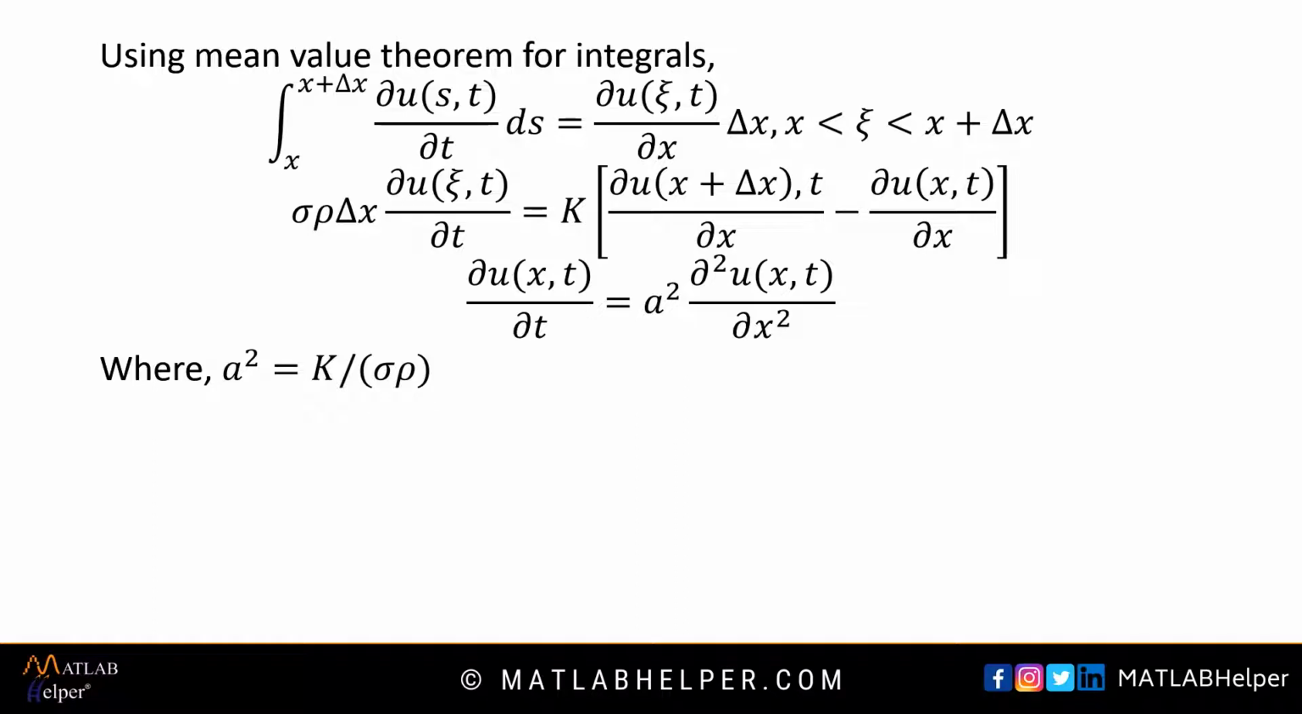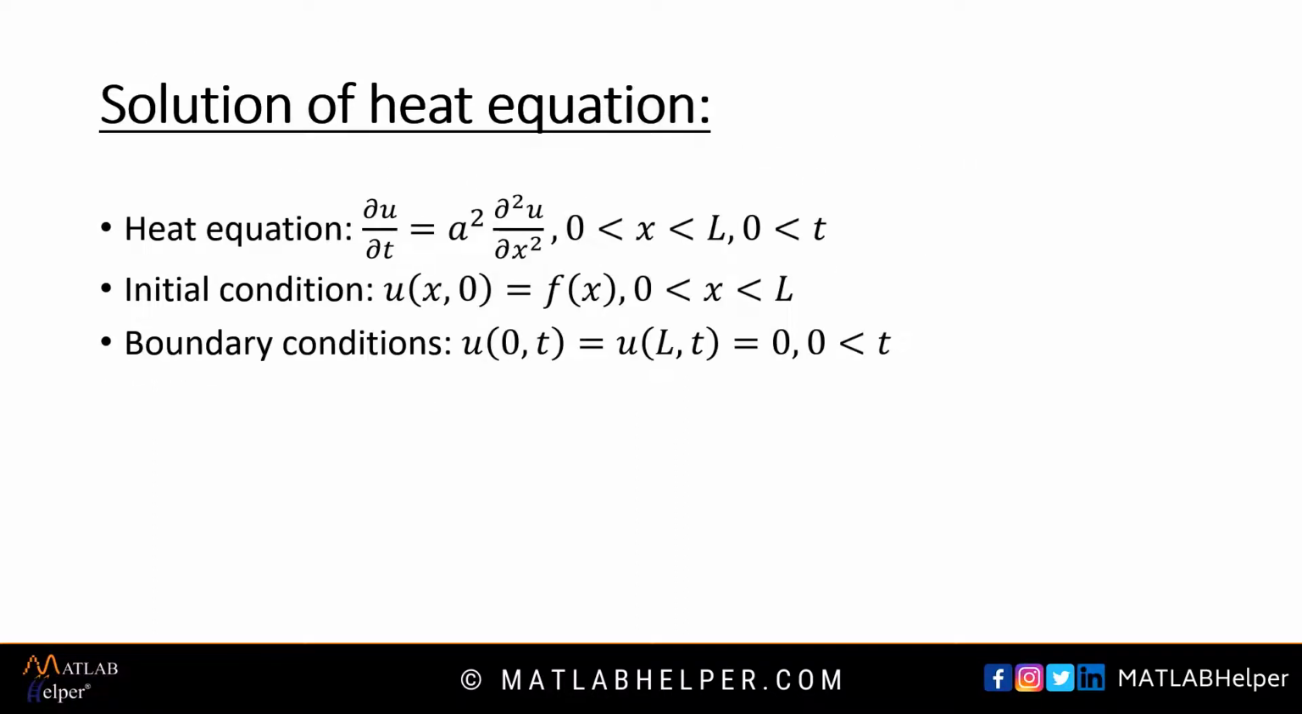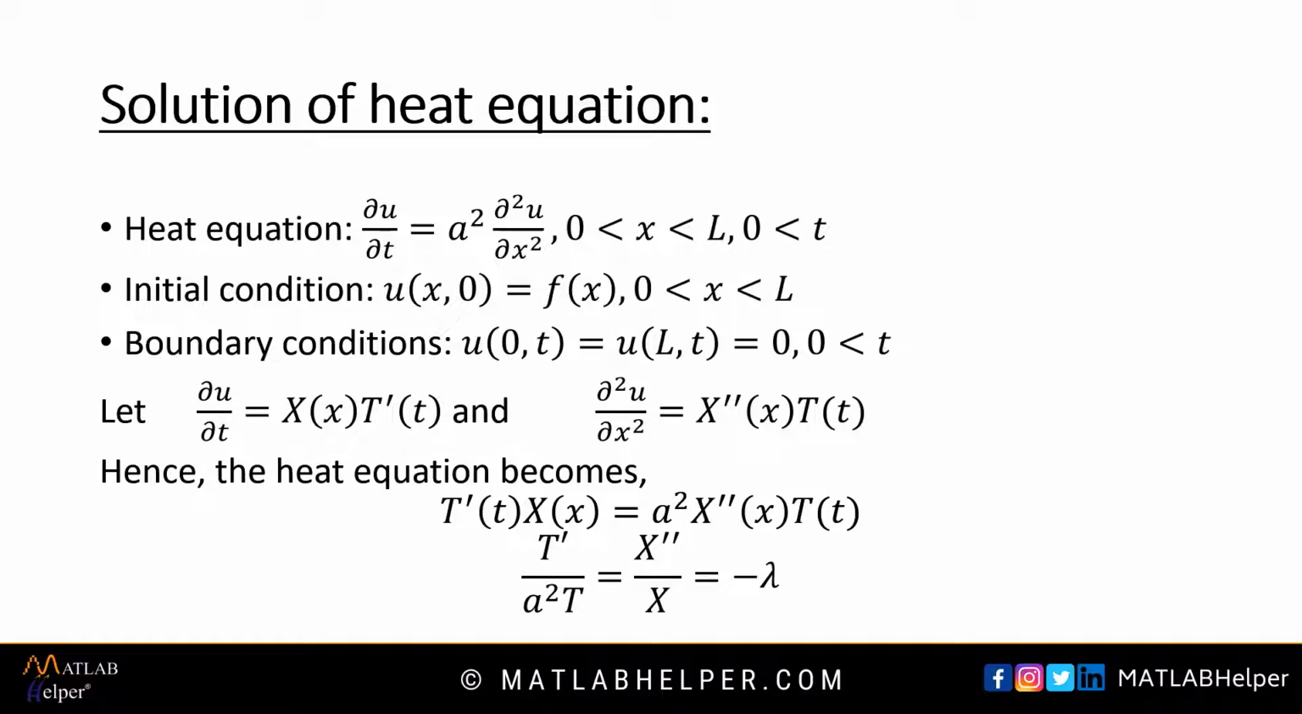Let's solve this heat equation as an initial boundary value problem for the given condition. Let partial u by partial t equal to X(x) T dash(t) and partial square u by partial x square equal to X double dash(x) T(t). You might be wondering why I am assuming these conditions, so let me clarify a bit. If you go for the variable separation method to solve the heat equation, then you will obtain the particular solution in the form of u(x, t) is equal to X(x) T(t). The solution thus obtained must satisfy the boundary conditions. If you correspond this equation with the heat equation, you will get the reason behind the assumptions. I hope this is clear.